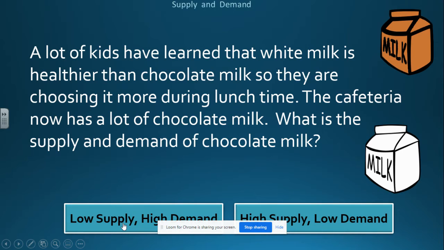All right, now we're heading to the lunchroom. A lot of kids have learned that white milk is healthier than chocolate milk, so they choose it more during lunchtime. The cafeteria now has a lot of chocolate milk. So what's the supply and demand of chocolate milk? If they have a lot of chocolate milk left over, that's their supply. So they have a high supply of chocolate milk, but not many kids are choosing it because it's not as healthy. So they have a high supply, but a low demand of kids who are wanting to drink it.